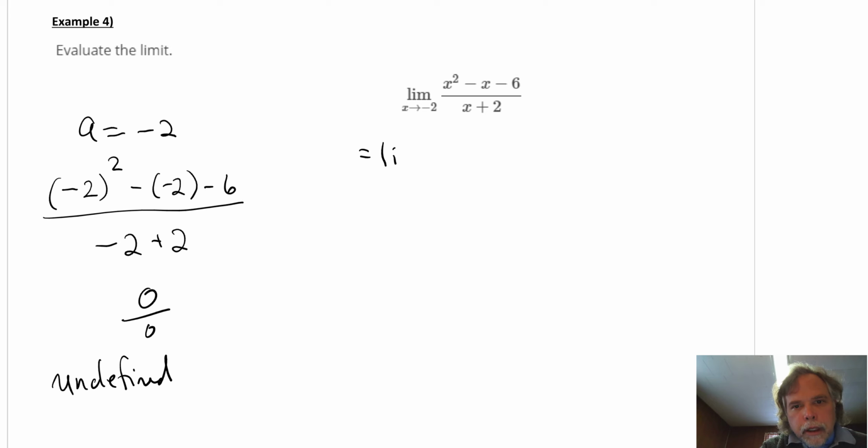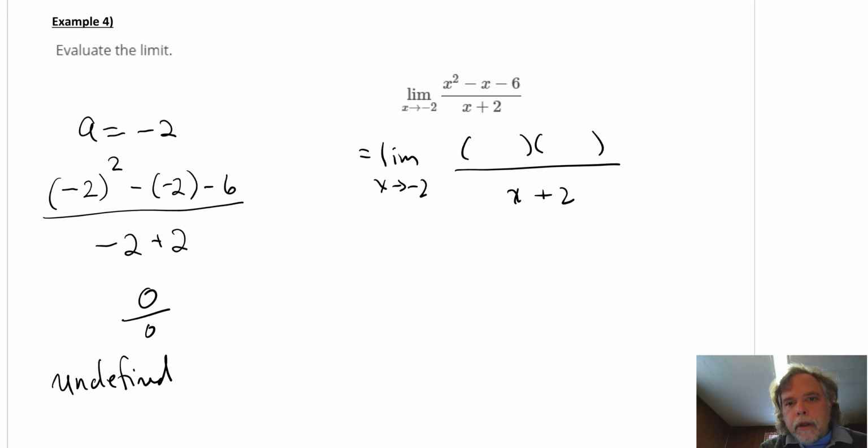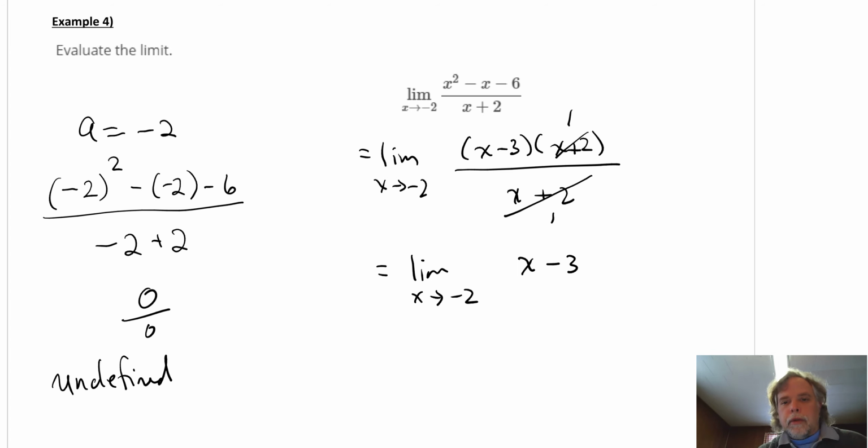But we need to go on, as we know, so we try to factor, in this case the numerator. And we have x and x, and we want 3 and 2 and -3 and plus 2. Then the x plus 2's are going to cancel. This will give us the limit as x goes to -2 of x minus 3 over 1. And when something is over 1, we don't need to write the 1. Now we plug in the -2, so we have -2 minus 3, which is -5. And that's our answer for this one.